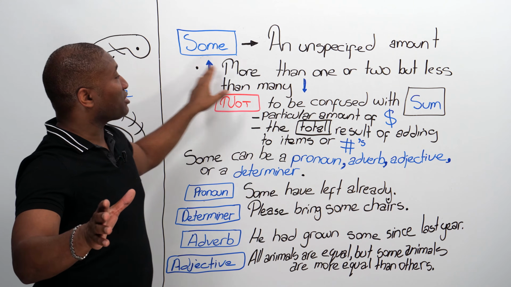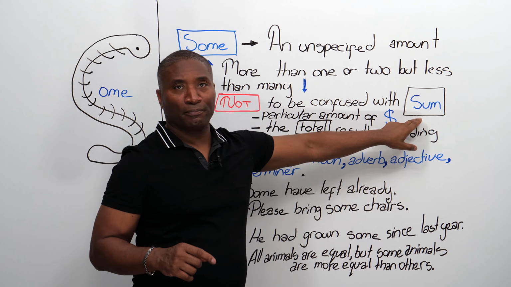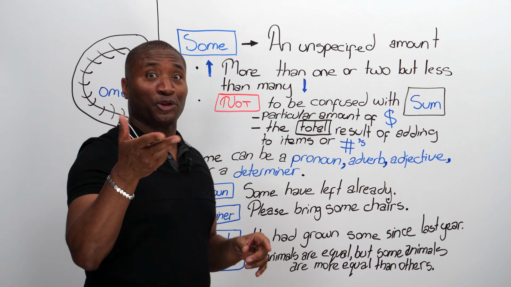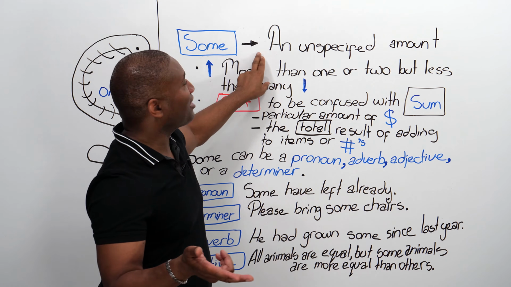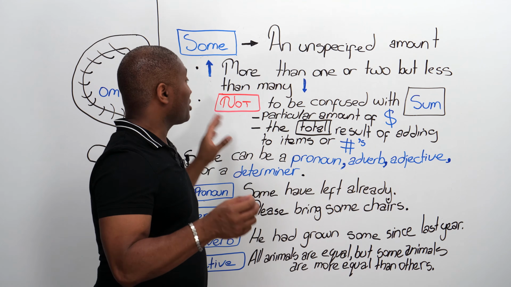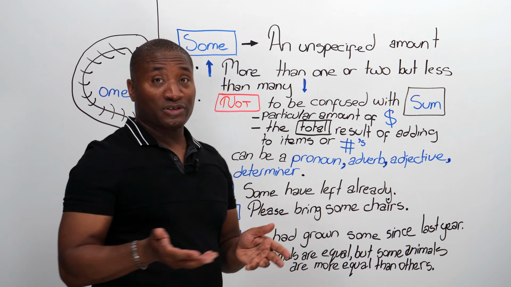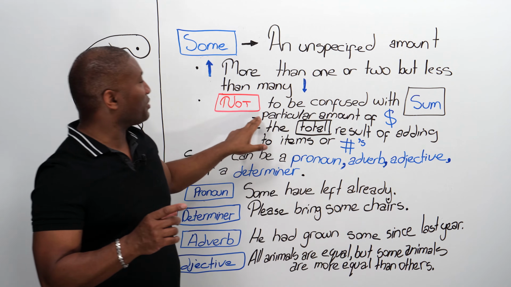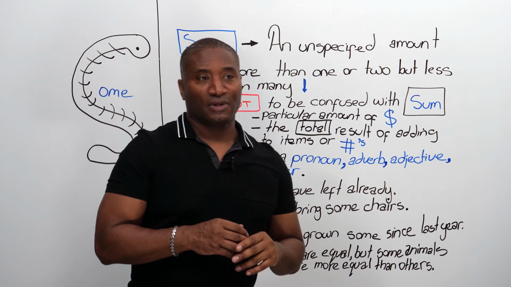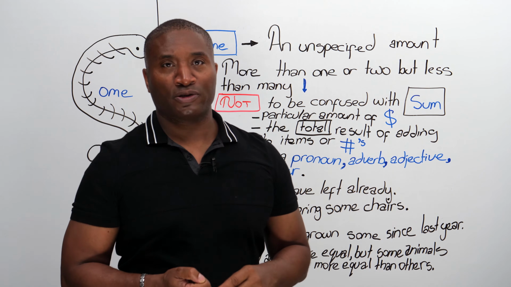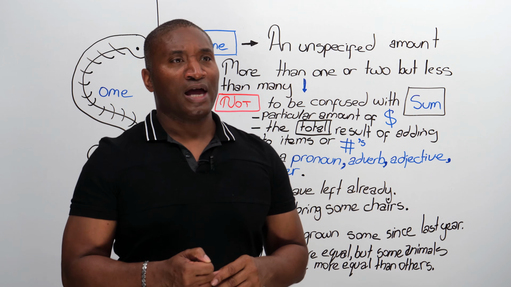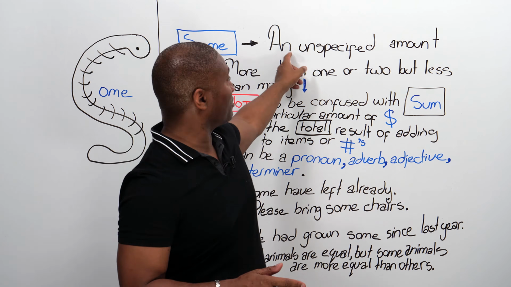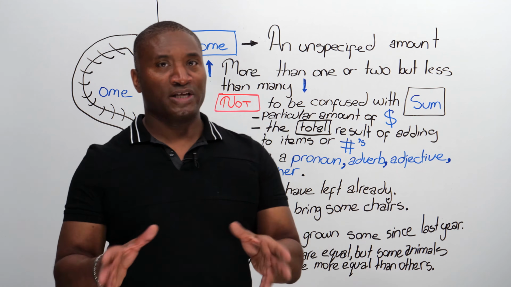Now, we don't want to confuse some with its homonym sum, S-U-M. This has 2 particular meanings, which is different than the unspecified meaning of this some. So let's get through it quickly. They sound the same, right? But what's the difference? When you see this word here, it means a particular amount of money. And that means it could be a large sum or a small sum. And you'll hear people say it like that. And if it's a large sum, it means a lot of money. It's not being specified, so it's kind of similar in that case, but we are talking about money specifically.